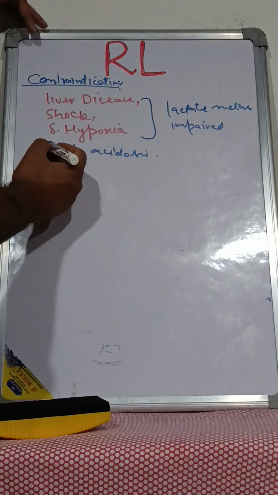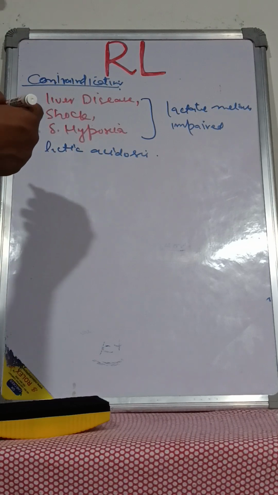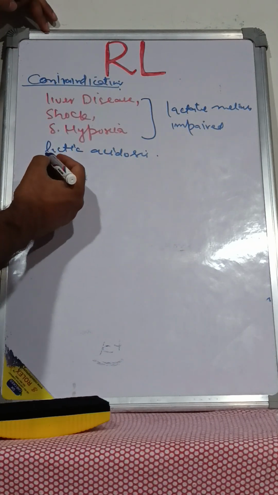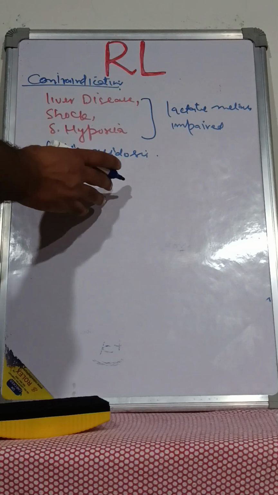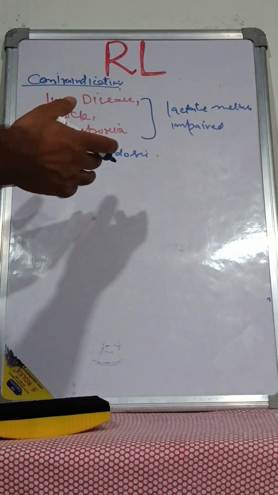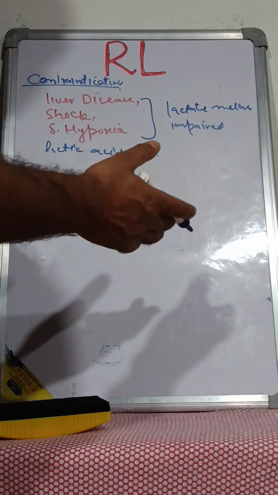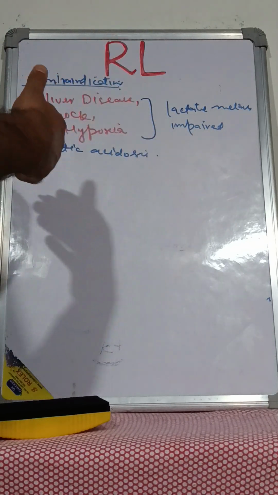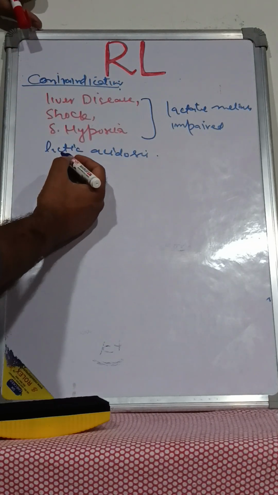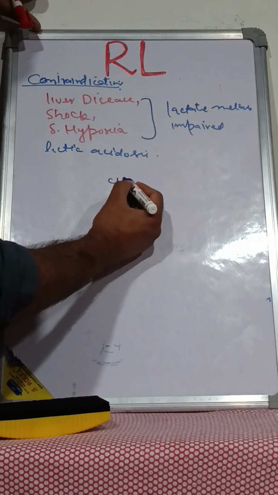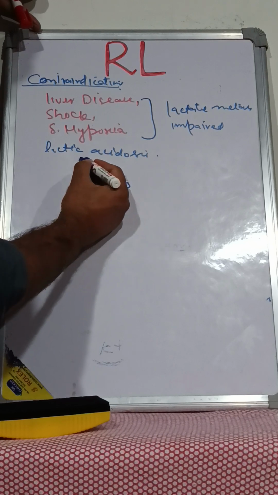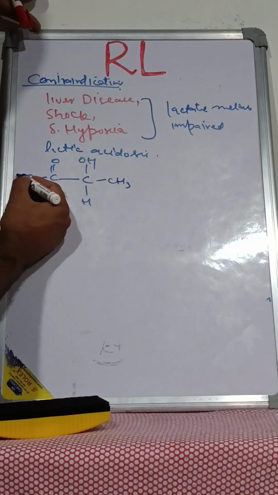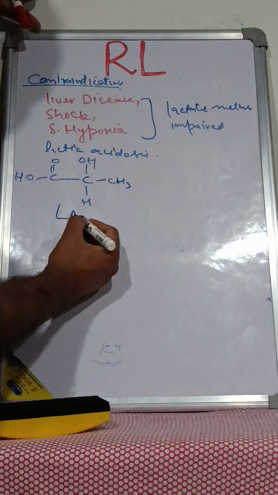I think I should give you some detail about lactic acid. Lactic acid is nothing. When glycolysis happens, its end product is pyruvate. If oxygen is not available, it is converted by lactate dehydrogenase into lactic acid. Lactic acid is CH3COH C double bond OH. This is lactic acid.